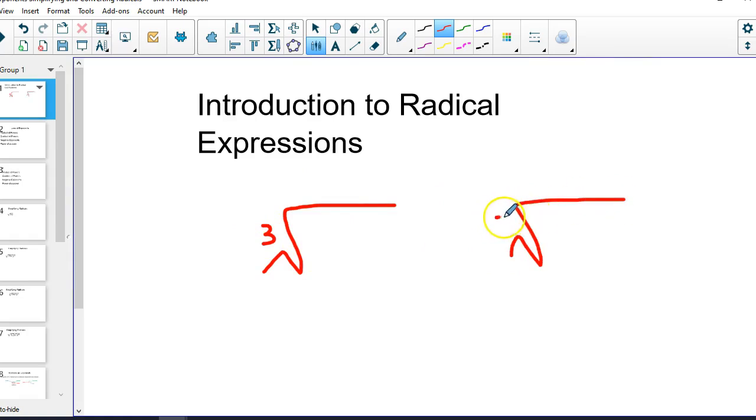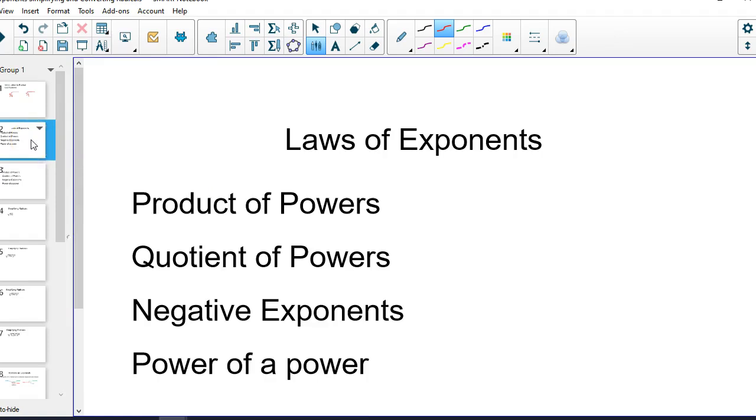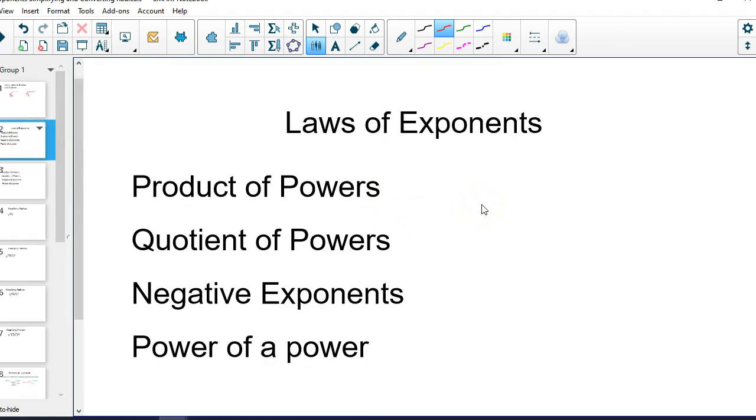Usually with our square root, we just assume there's a 2 there. We don't normally write it, but we're going to see what types of radicals happen. And we have other numbers there. But first, it'll be a little bit helpful for us later, so I want to review some of our laws of exponents. Let's start with our products of powers.